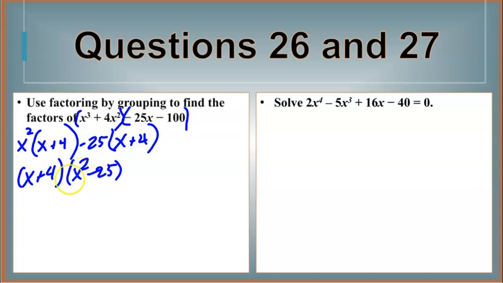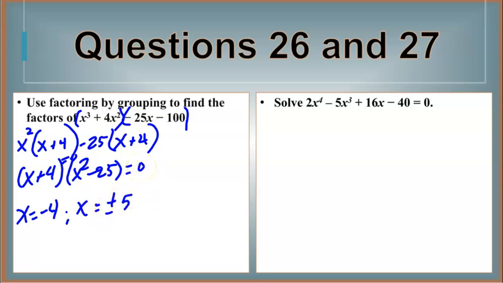Which is a difference of 2 squares. And if I were to solve this, I would make each of them equal to 0. And x would actually be negative 4. And over here, I would add 25 to both sides and find the square roots. x would also be positive and negative 5.